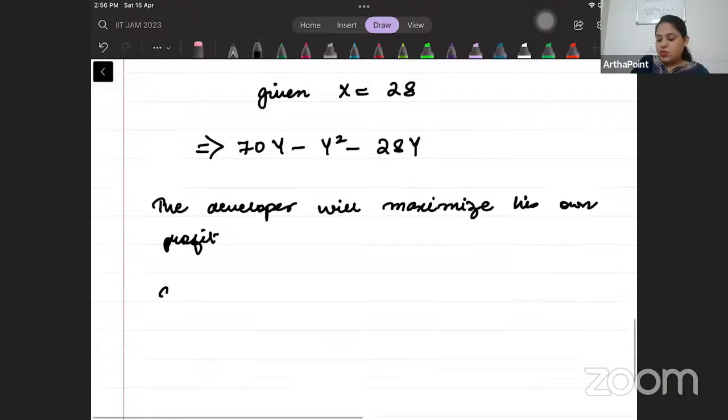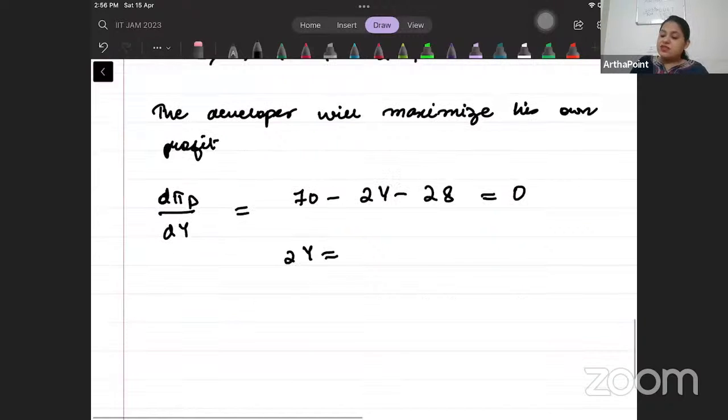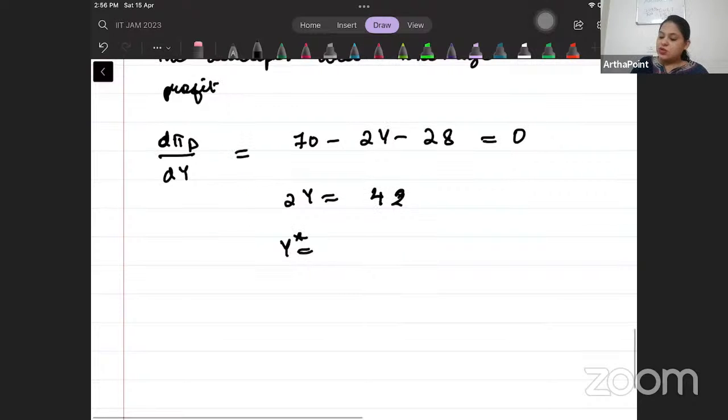Right? So we know that dπ/dy will be 70 minus 2y minus 28 equal to 0. This is how the developer will maximize his profit. So 2y will be 70 minus 28, which is 42. So y star will be 21.